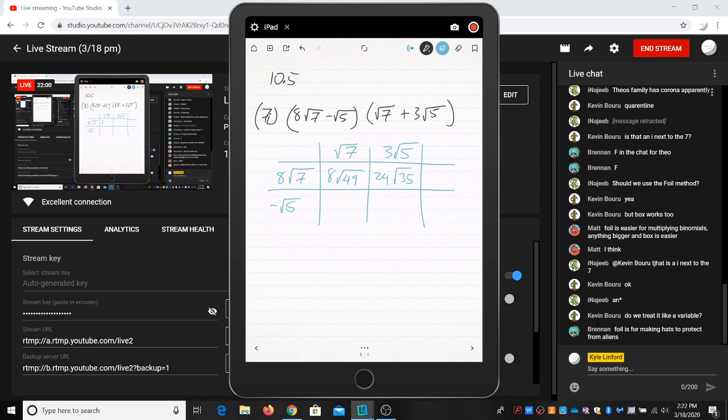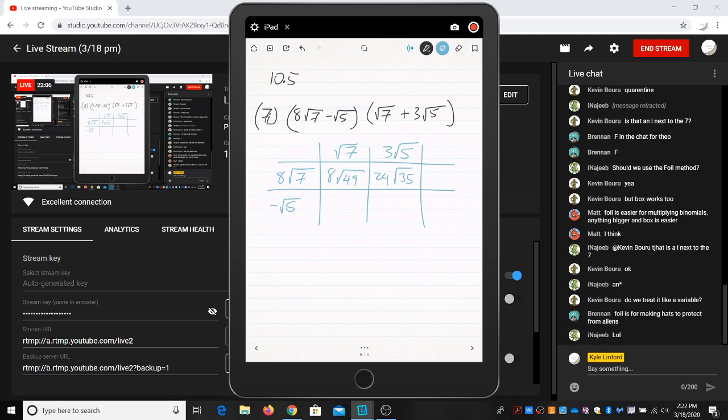Let's take a look at the similar problem for negative root 5 times root 7. Negative times a positive is a negative. Root 5 times root 7 is root 35. And then the very last spot, we have 3 times a negative, which is negative 3. Root 5 times root 5 is root 25.